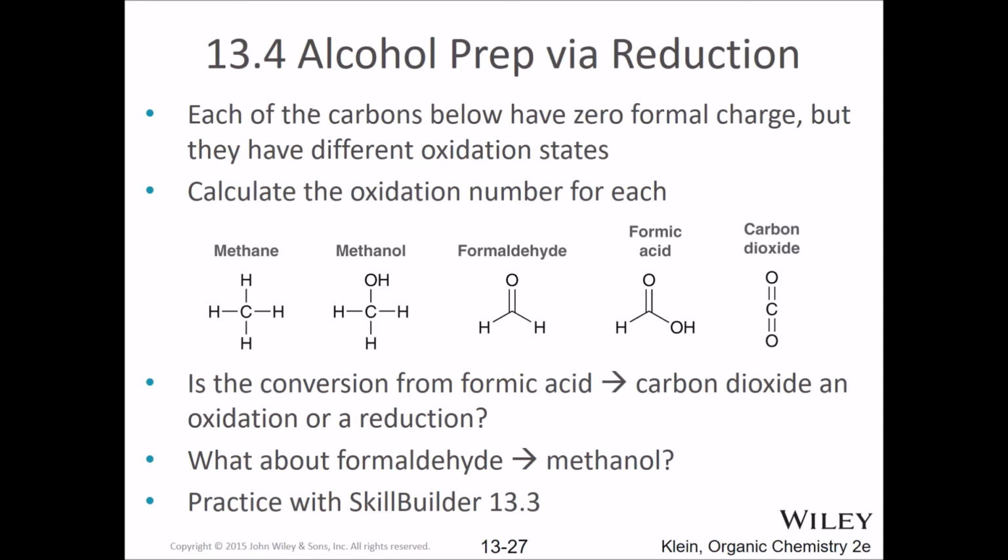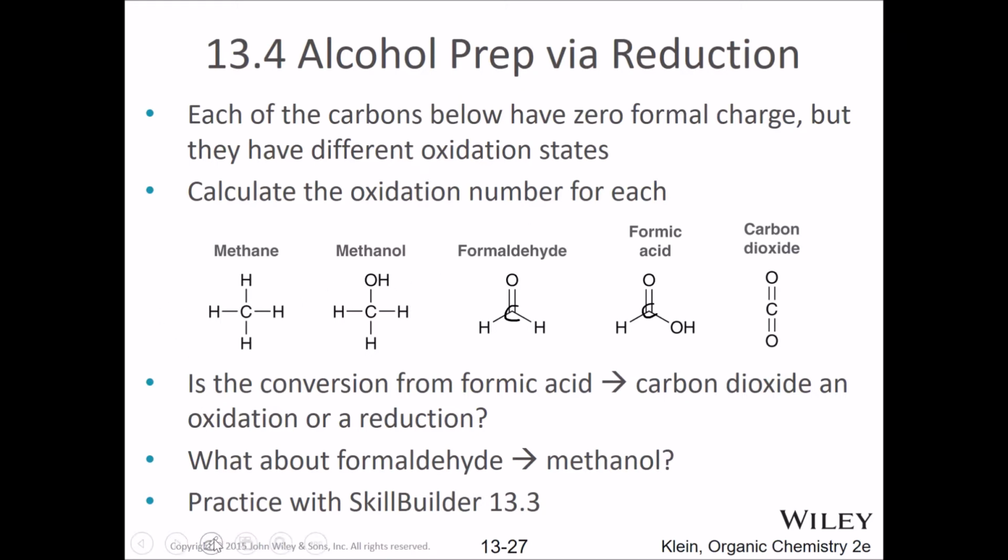By the way, there's one more rule that I'll remind you about here at the bottom of this slide. But first of all, look at this. Each of the carbons below have 0 formal charge, right? Because there's a carbon with 4 bonds and no lone pairs of electrons, and so its formal charge is equal to 0. This carbon here has a formal charge of 0. This carbon, they all do, okay? Calculate the oxidation number for each.